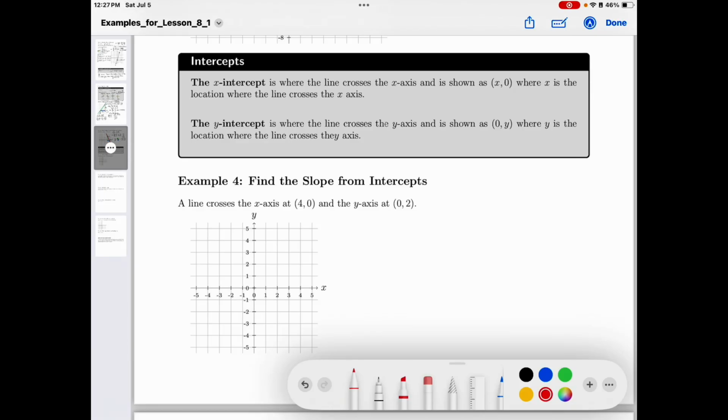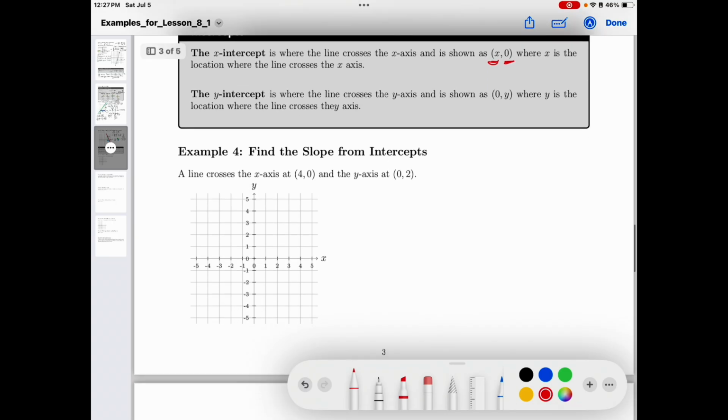Now we're going to get into more depth with the intercepts. We already mentioned it before, but let's go over it again. The x-intercept is where the line crosses the x-axis, and it's the value of x when y is 0. So if my line crossed at 1 on the x-axis, that point would be a horizontal distance of 1 and a y distance of 0 because it doesn't move up or down. It stays on the x-axis.